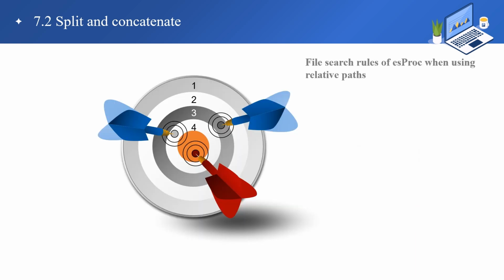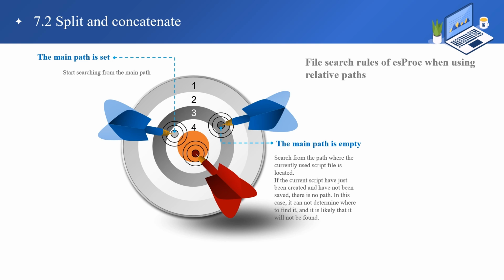With the in-depth study, we will gradually enter the phase of handling practical tasks. Processing file data is a very common task. In the examples of this section, we all use absolute paths to locate files. Here is a brief introduction to the file search rules of sproc when using relative paths. If the main path is set in the environment, sproc will start from this main path. If the main path is empty, search from the path where the currently used script file is located.